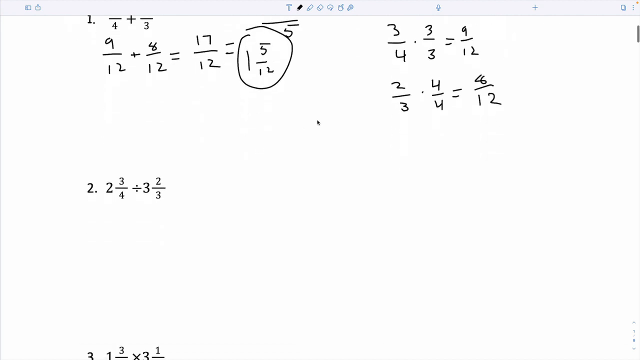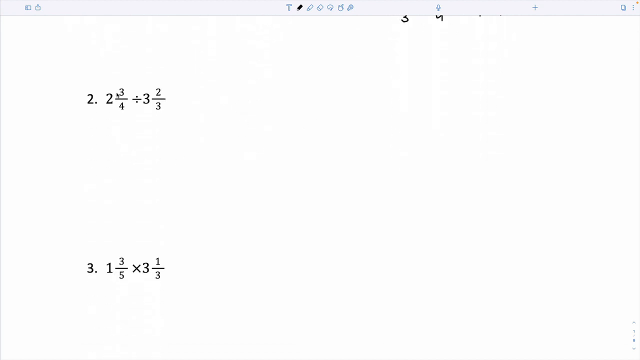For number 2, if you have division or multiplication problems with a mixed number, the first step is to get the mixed into an improper. 4 times 2 is 8, plus 3 is 11, bring down the 4. 3 times 3 is 9, 9 plus 2 is 11, bring down the 3. When you have division problems, you can't cross-cancel until you change it to multiplication. So keep the first, flip the second, and change the sign to multiply. 11 can cross-cancel with 11, and it becomes 1. 1 times 3 is 3, 4 times 1 is 4.